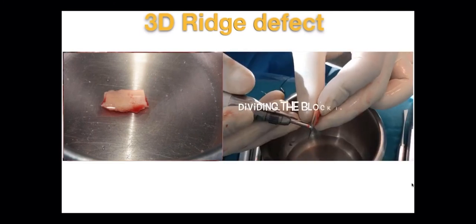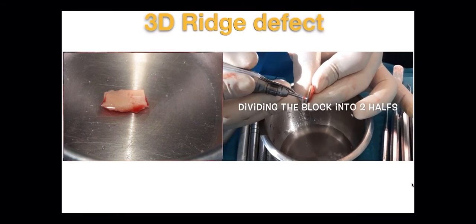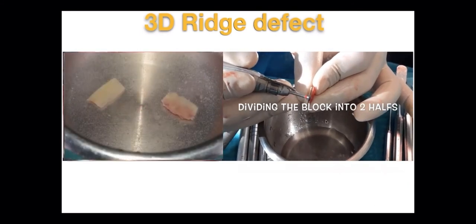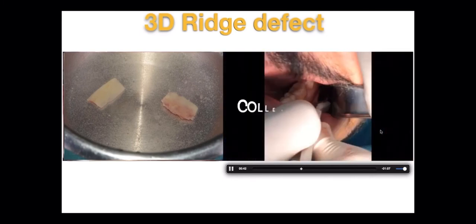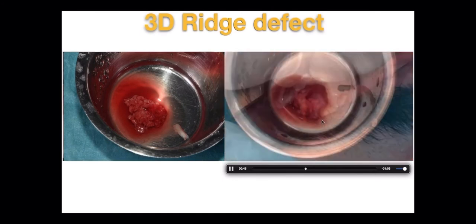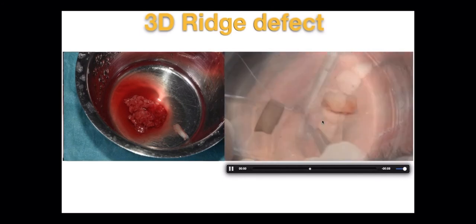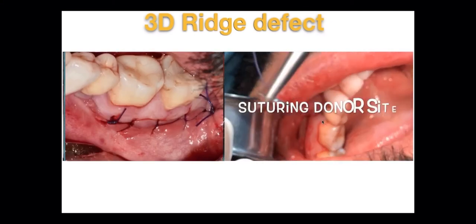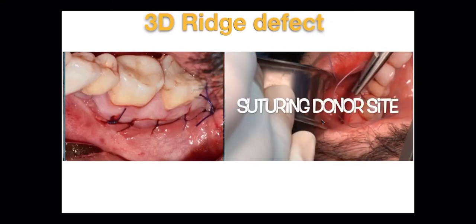Okay, why the ramus area? Because it's the most simple area to remove the bone blocks from. We divided the bone block into 2. Okay, you can see that we are dividing it into 2. We collected also bone chips with our bone scraper from the same area. We closed the donor side before we went to the reception side.